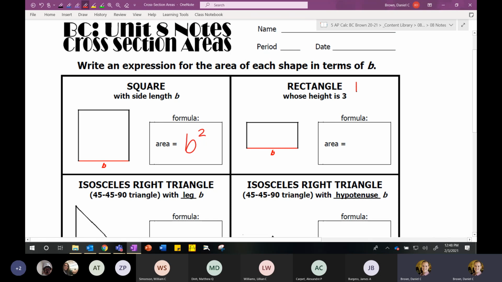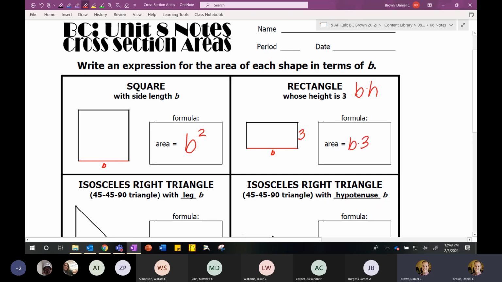Same thing for a rectangle. We know the area of a rectangle is base times height. They can give you all sorts of dimensions for the rectangle. Sometimes they say the height will always be half the base, or maybe the height is always 2 more than the base. You just want to read the problem. I kind of chose an easy one. The base is B for this specific rectangle. The height is 3, so we just have base times height.